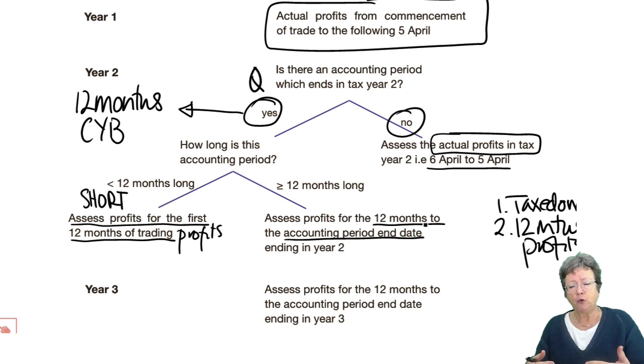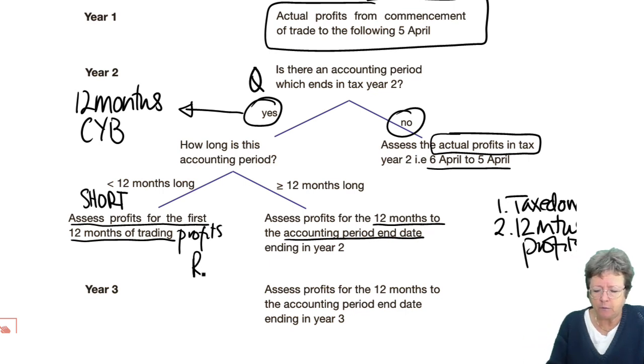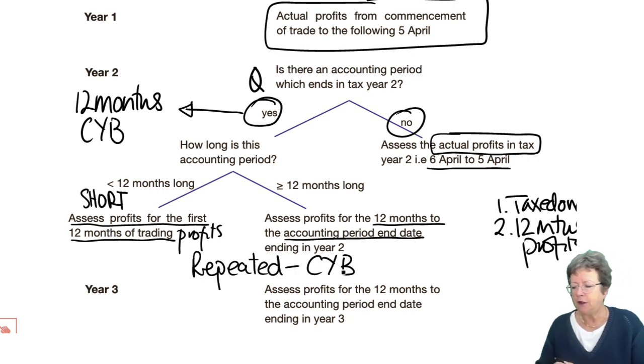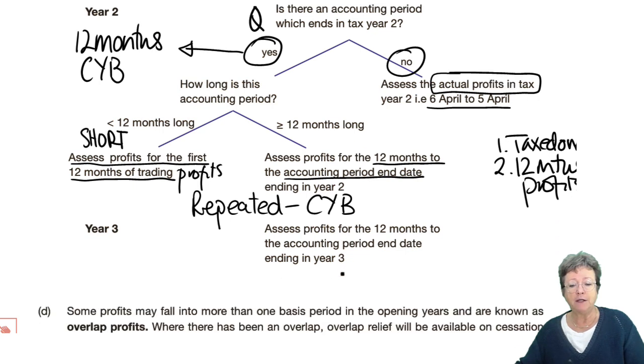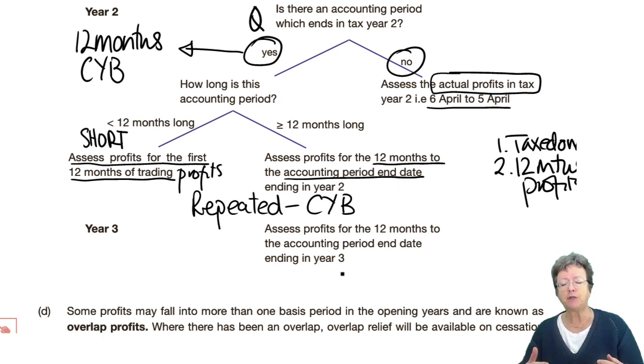Now, these rules need to be repeated until we're on what's known as a current year basis. So if you are on a current year basis, you can dispense with these rules because you don't need to do year 3. You're on a current year basis already. But if any of those other strange rules are still in place and we're not on a current year basis, we need to repeat that again in year 3. Sometimes, rarely, sometimes again in year 4.